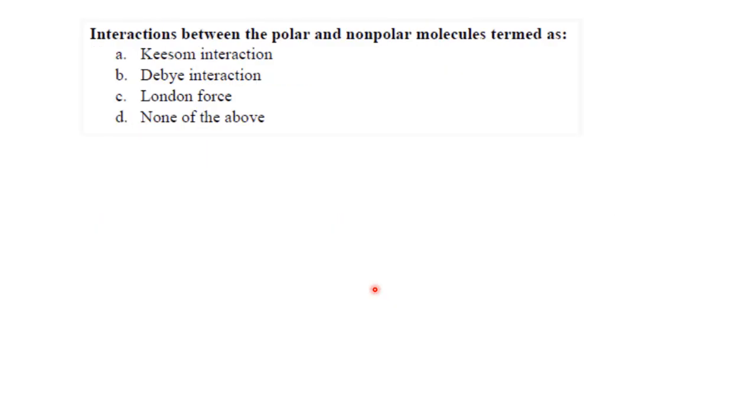Now, the interaction between polar and non-polar molecules is termed as Keesom interaction, Debye interaction, London force, or none of the above. Any guesses for this one? Polar and non-polar molecules. No, it should be Debye interaction. So the interaction between polar and non-polar molecules is the Debye interaction, not Keesom.